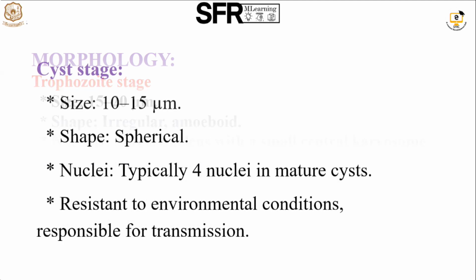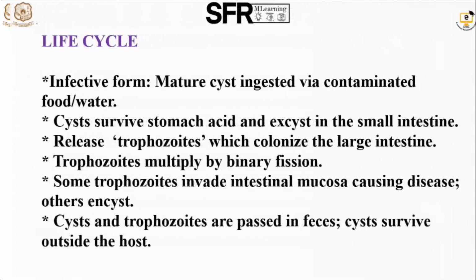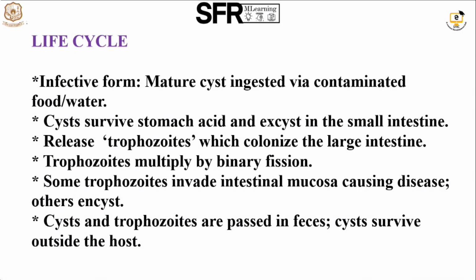The next stage is the cyst stage. The size of the protozoan is 10 to 15 micrometers. The shape is spherical in nature. The mature cyst has four nuclei. It is also resistant to environmental conditions and responsible for the transmission. These are the morphology and the life cycle of the Entamoeba histolytica.